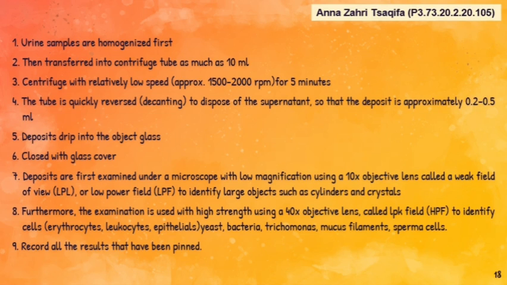8. Furthermore, the examination is done with high magnification using a 40 times objective lens called the high power field (HPF) to identify cells, erythrocytes, leukocytes, epithelials, yeast, bacteria, trichomonas, mucous filaments, and sperm cells. 9. Record all the results that have been found.